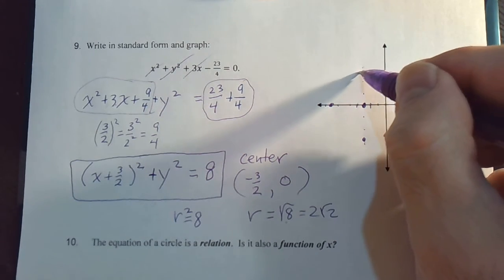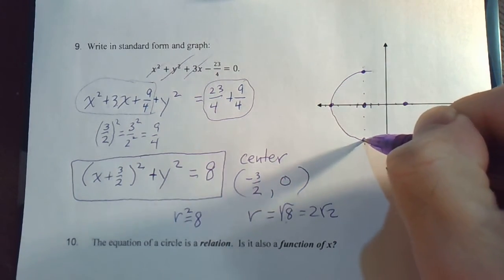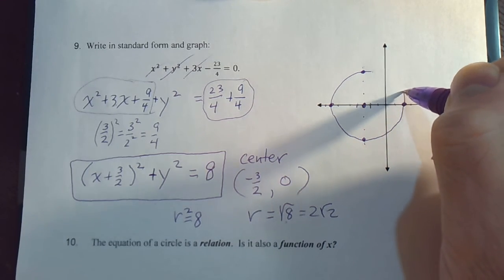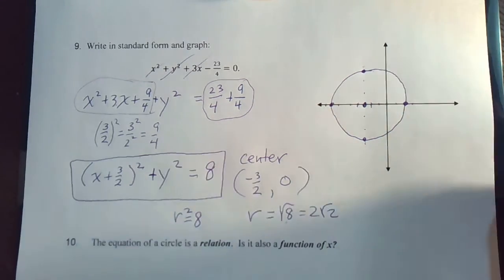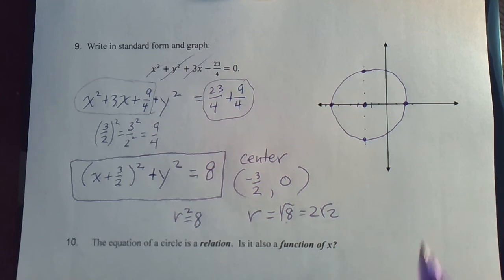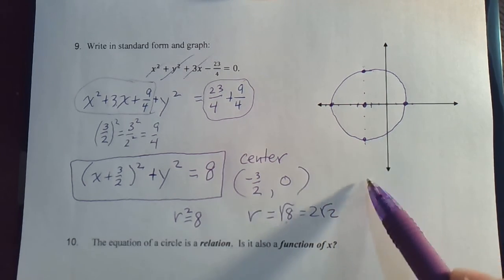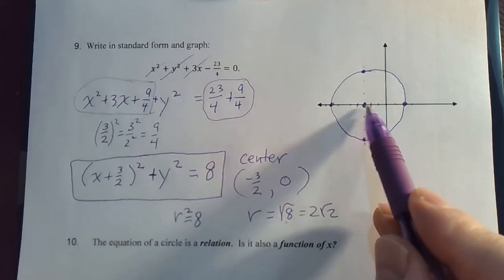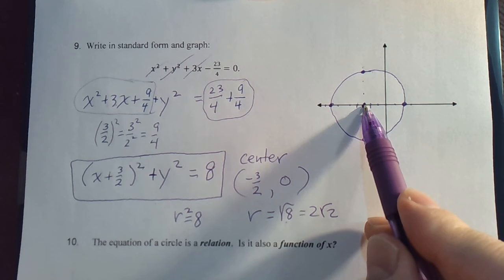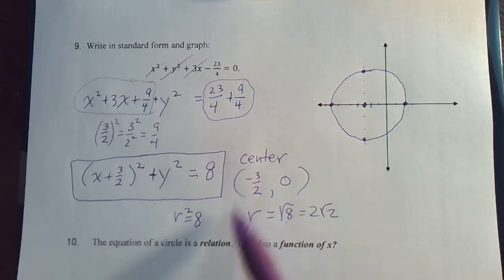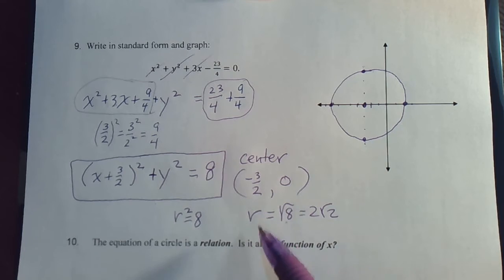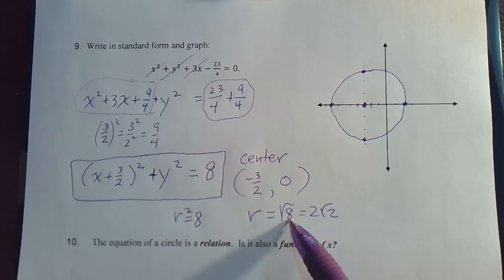We'll see how good we can make it look. And that's not a very good circle, but it would have been easier with graph paper, I think. So the center is -3/2, comma 0. And then all we need to do is just draw all of the points that are this distance away from the center.